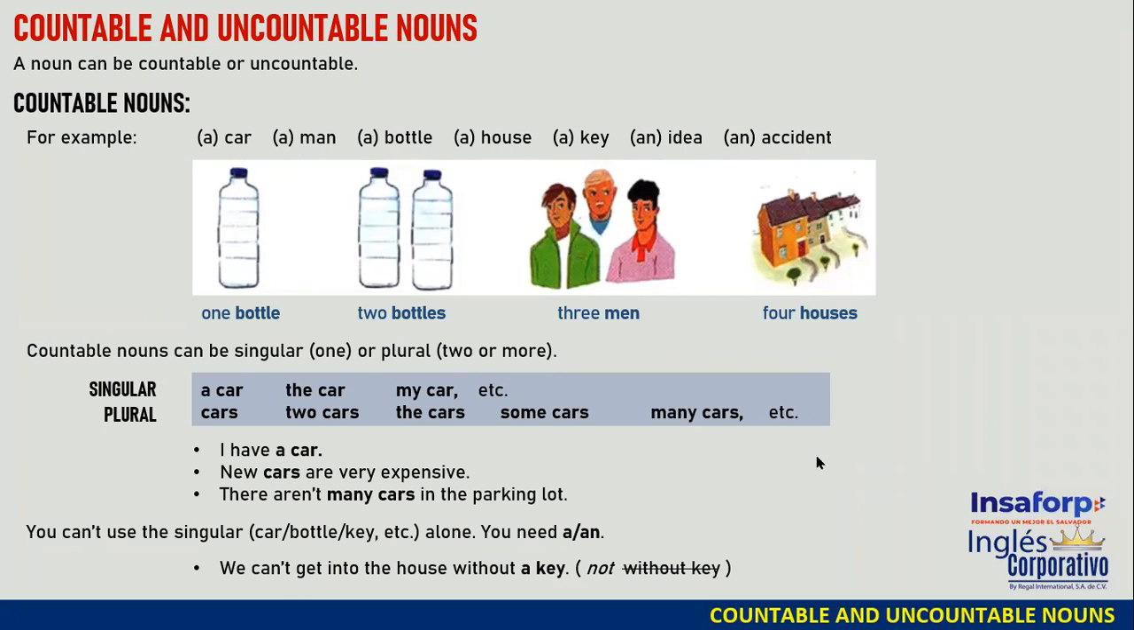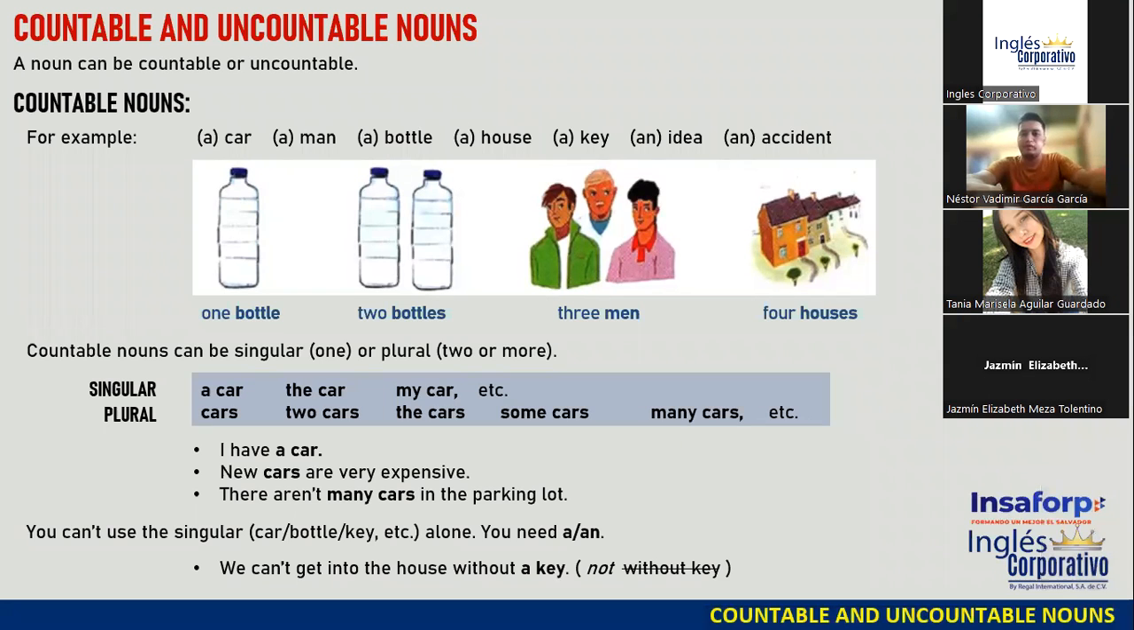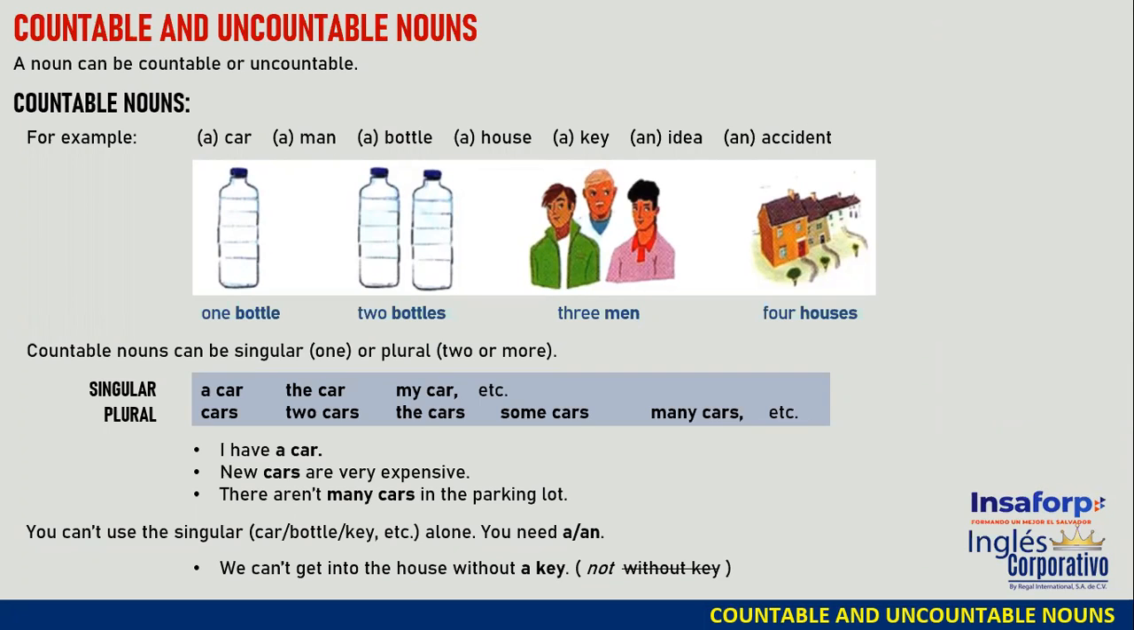Ahí está, vamos a compartir de nuevo esta info over here in the chat. So this is what we started last week, ¿verdad? It says a noun can be countable or uncountable, right? So the countable nouns, for example, there we have car, man, bottle, house, key, idea, accident. ¿Y por qué sabemos, teacher, que son countables? Porque yo puedo usar primero a next to it, como son singulares, ¿verdad? Y segundo, los puedo pluralizar.